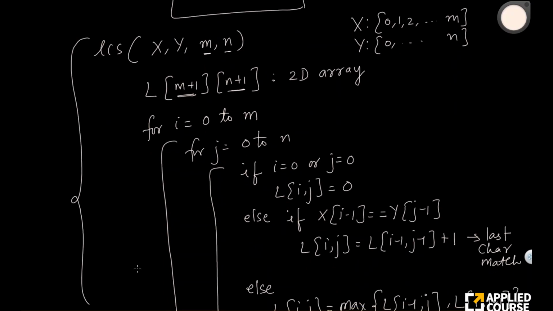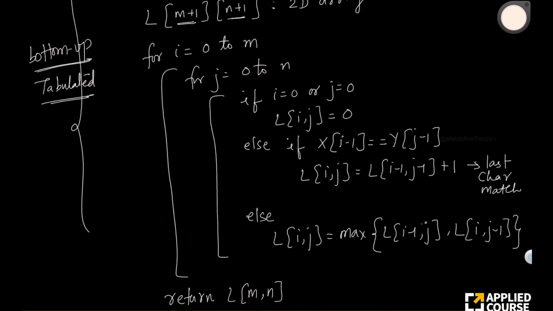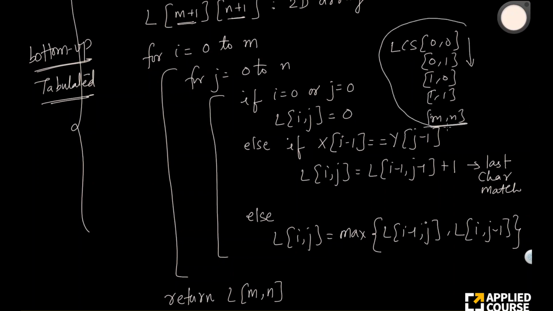Now, if you notice, what did I use here? I used a bottom-up approach, or tabulation. We tabulated the whole data. Why is it called a bottom-up approach? Because initially I'm computing LCS of 0,0, then 0,1, then 1,0, then 1,1, and so forth. So we're going from 0,0 up to m,n. That's why it's called the bottom-up approach or tabulation method.